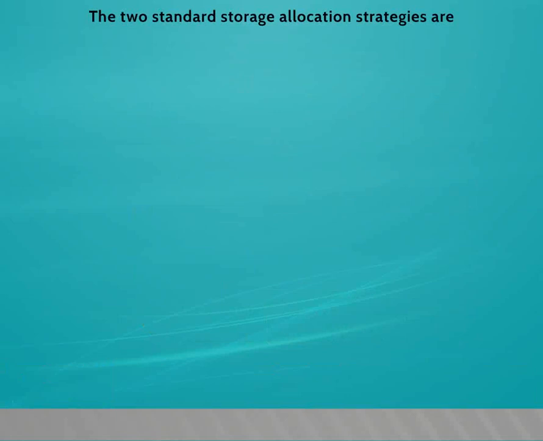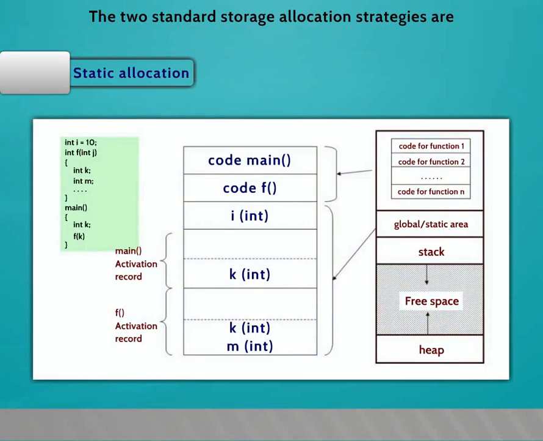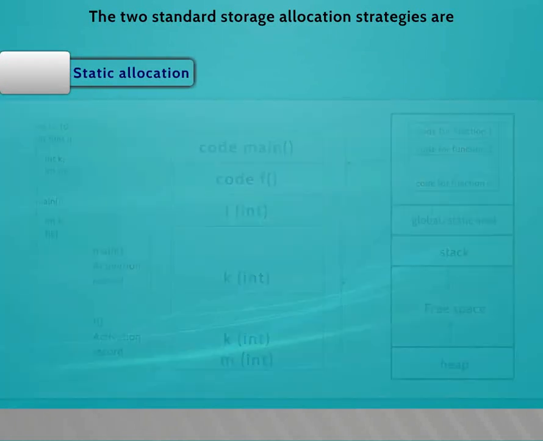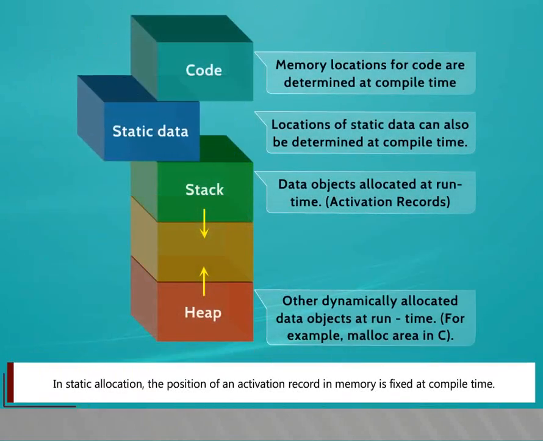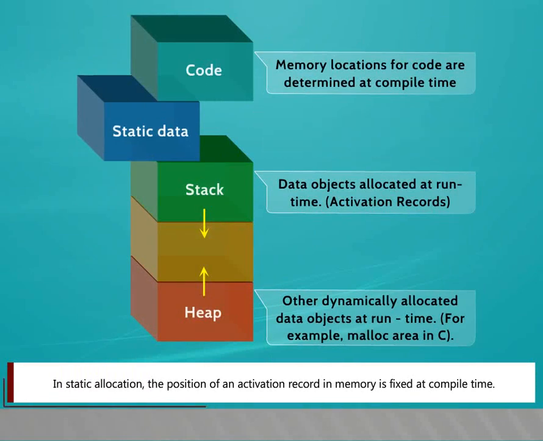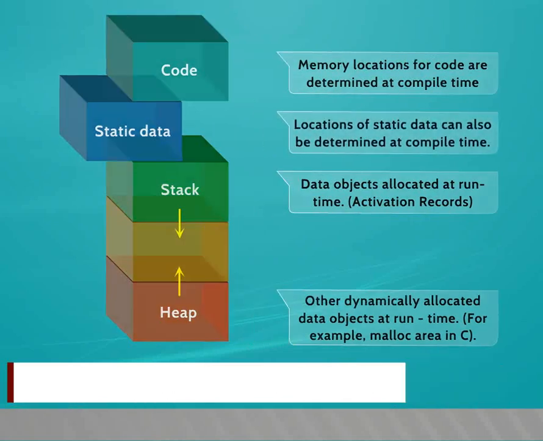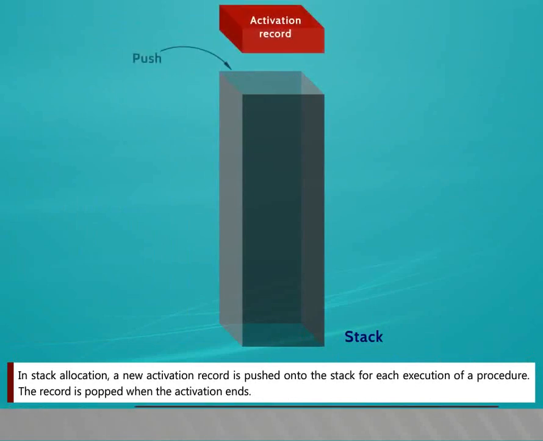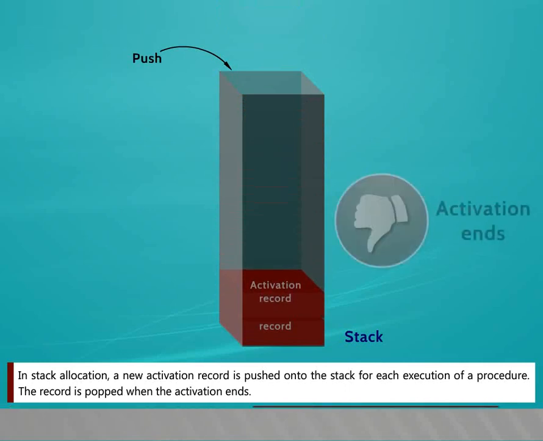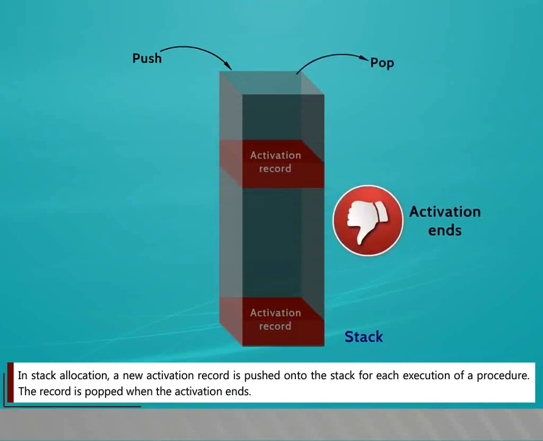The 2 standard storage allocation strategies are static allocation and stack allocation. In static allocation, the position of an activation record in memory is fixed at compile time. In stack allocation, a new activation record is pushed onto the stack for each execution of a procedure. The record is popped when the activation ends.